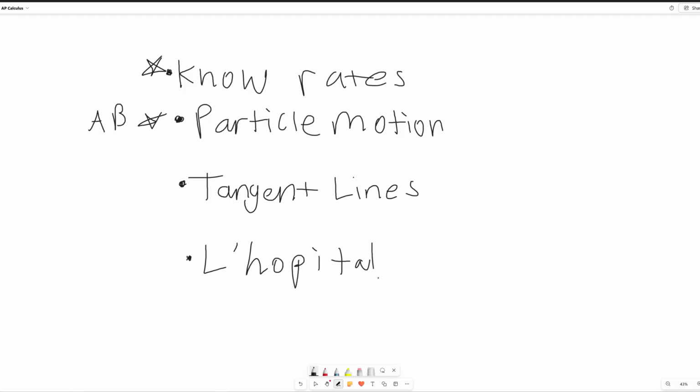Both AB and BC, there's always going to be one question that you need to use L'Hopital's rule for. So, know how to use it, and know if it's on an FRQ, you must indicate 0 over 0 or infinity over infinity. That's it for this unit.